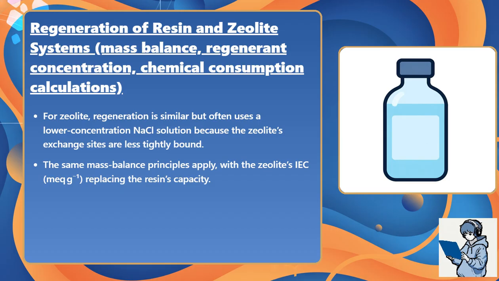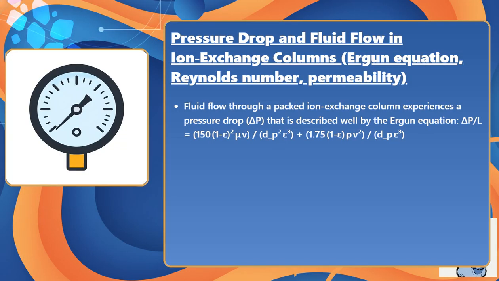resin's capacity. Fluid flow through a packed ion exchange column experiences a pressure drop delta P that is described well by the Ergun equation. Delta P over L equals 150 times 1 minus epsilon squared mu V divided by d sub P squared epsilon cubed plus 1.75 times 1 minus epsilon rho V squared divided by d sub P epsilon cubed. L equals bed length, meters.